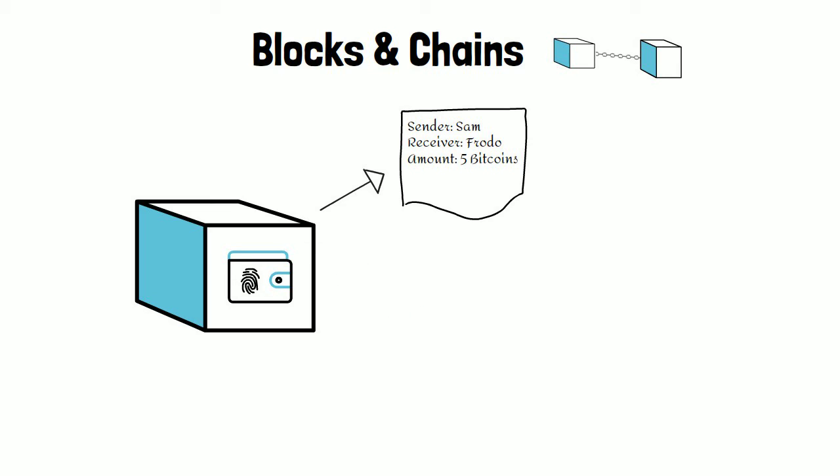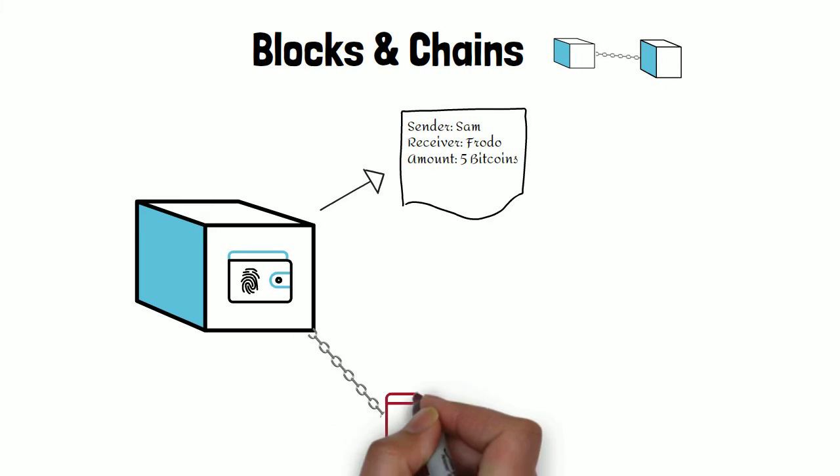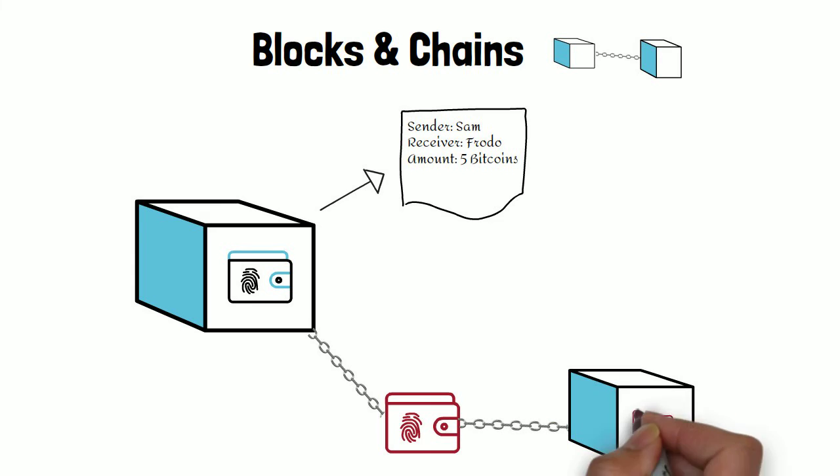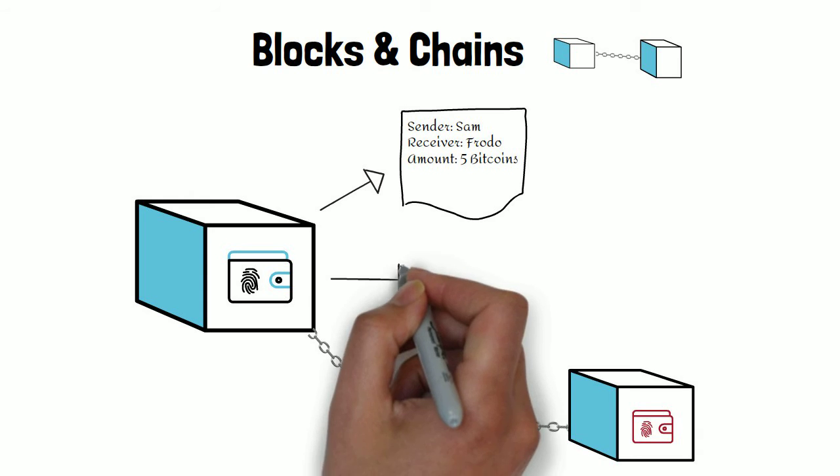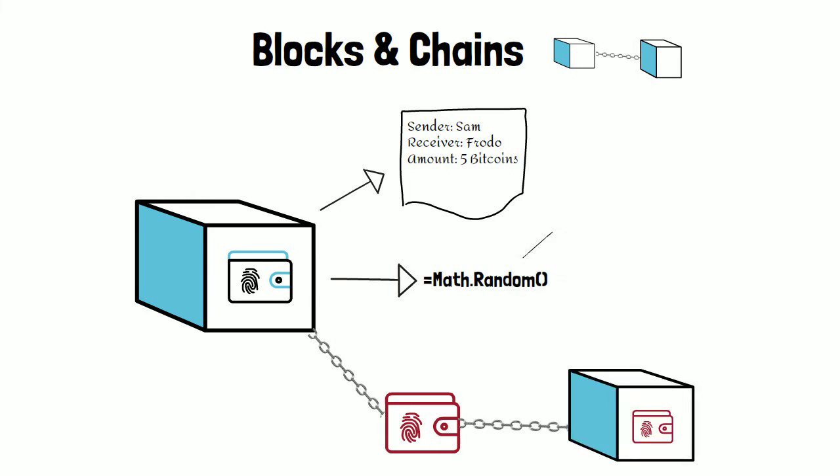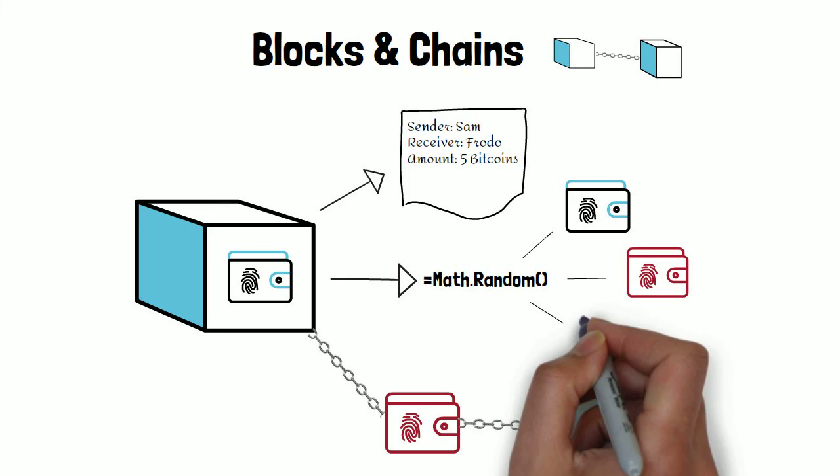2nd, a block has a hash address, which is the unique identification of the block, like its digital fingerprint. 3rd, the previous block's hash address. This is the chain that links block to block, by a block having the previous block's hash address. And 4th, a nonce value, which is a random value which exists to vary the hash address.